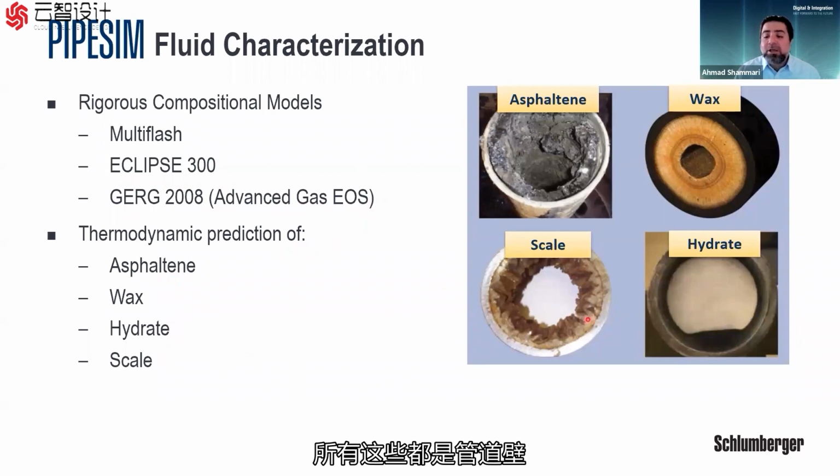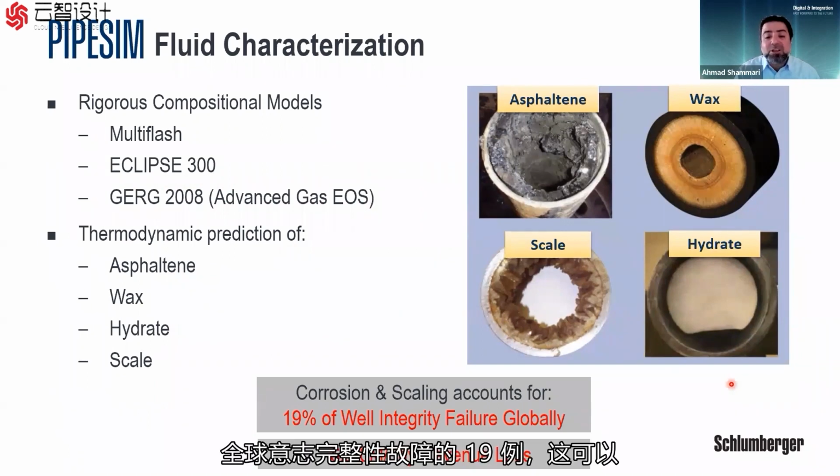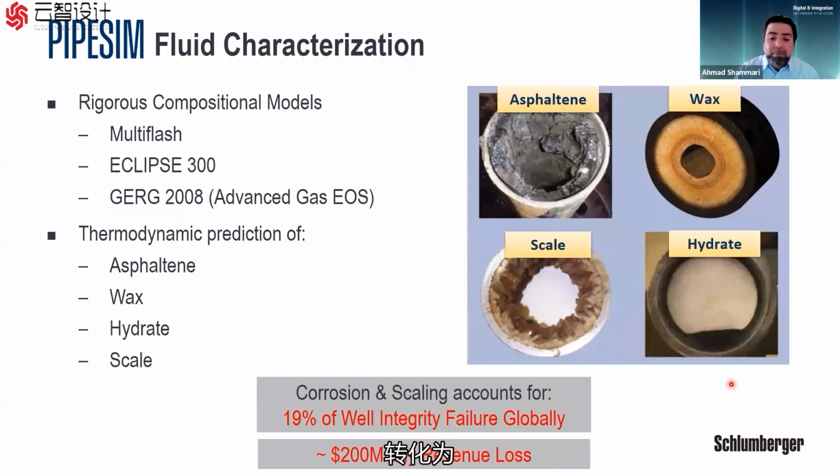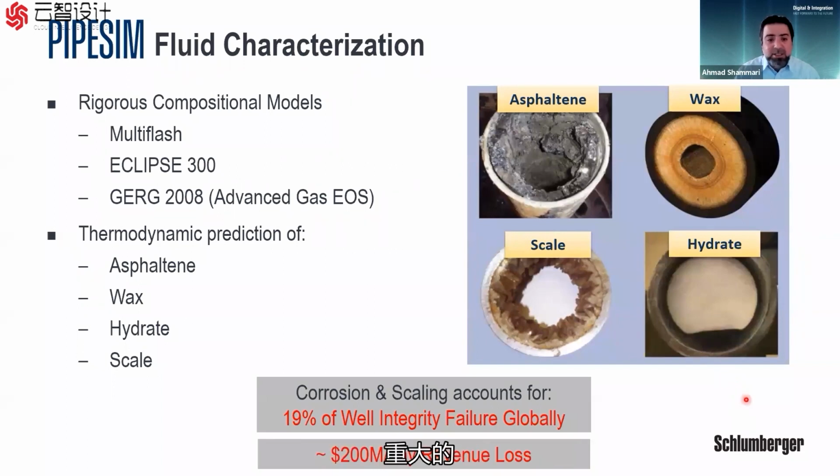All these are major problems of solid deposition inside pipeline walls. It's worth mentioning that corrosion and scaling account for 19% of well integrity failures globally. This can be translated into about $200 million a day of revenue loss, and this is really significant.